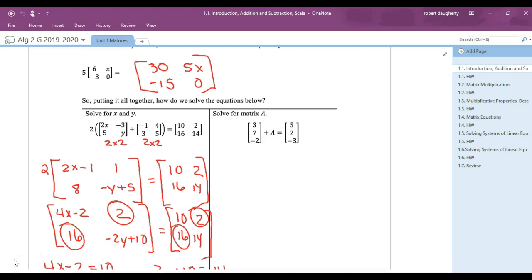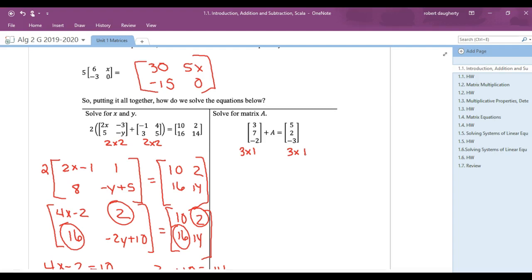Okay, last problem here. I've got a matrix equation. So I've got a 3 by 1 matrix and a 3 by 1 matrix. So the only matrix I can add to a 3 by 1 and get a 3 by 1 matrix is going to be a 3 by 1 matrix.